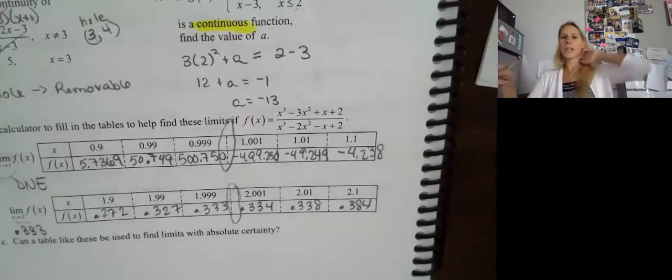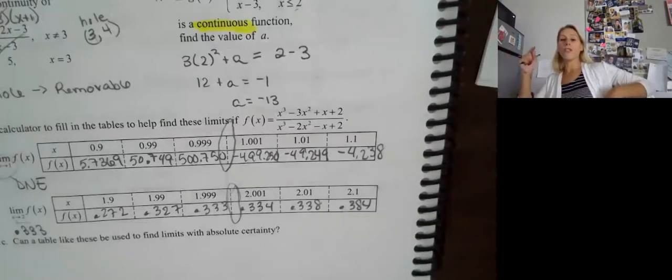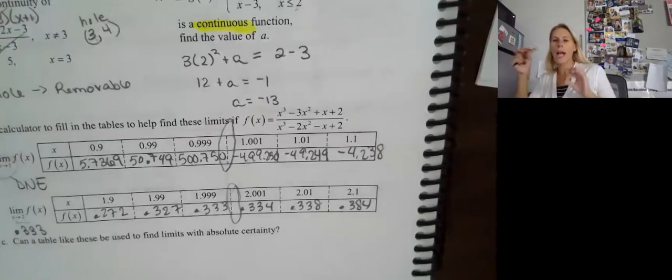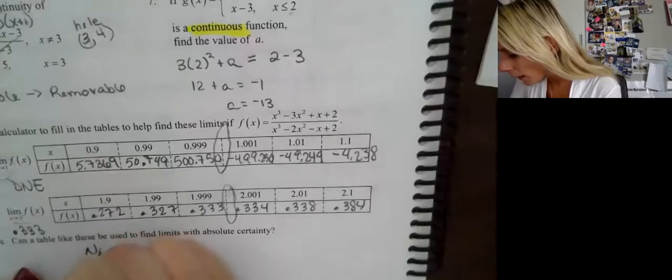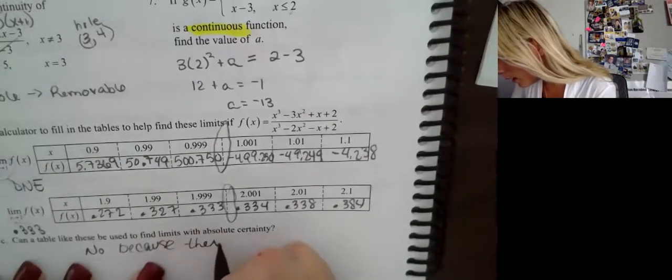Now let's ask ourselves, can a table like these be used to find limits with absolute accuracy, with absolute certainty by looking at a table? The answer is no, because we have no idea what is happening in between the points, okay? There could be something hidden. So mind yourself, no, because there could be a hidden behavior.